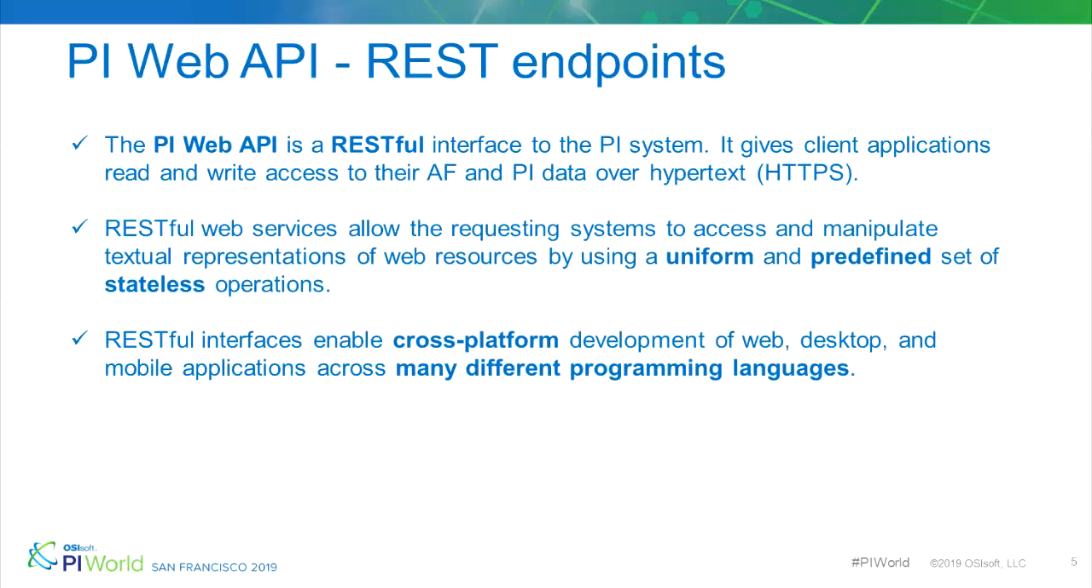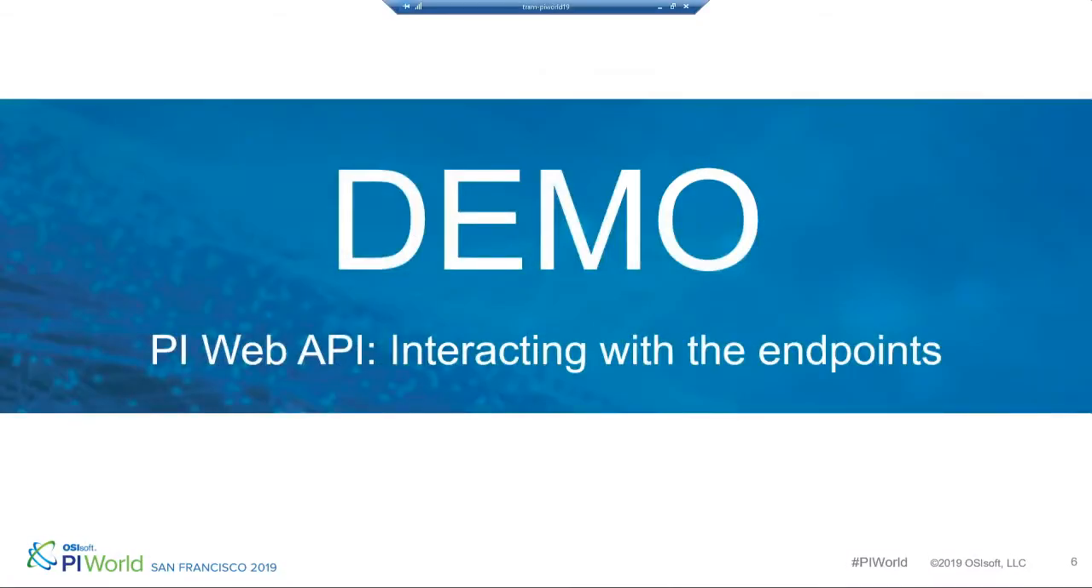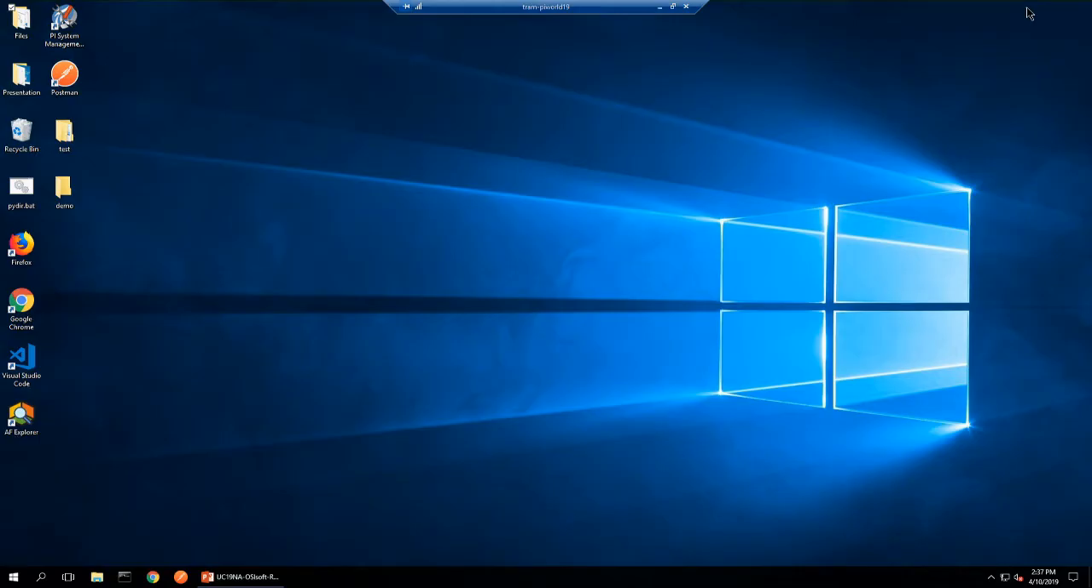So let's look at a quick demo on interacting with Pi Web API. I know I've been talking about Pi Web API, but what does it look like? How is the interaction with the REST endpoints? Some of you might be familiar with this, but I just want to quickly go over this because it'll give us a better understanding of what we are trying to do over here. So with that, let's quickly look at the demo.